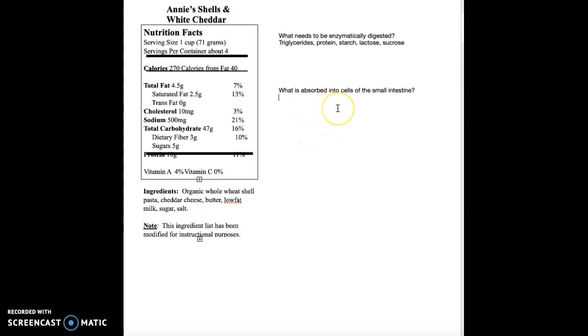What is absorbed? Well, we know starch is broken down into glucose. Sucrose is broken down into glucose and fructose. The lactose will be glucose and galactose. And the triglycerides will be broken down into monoglycerides, fatty acids, and glycerol.